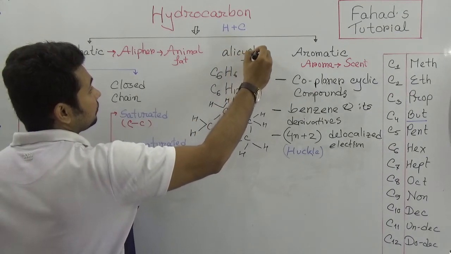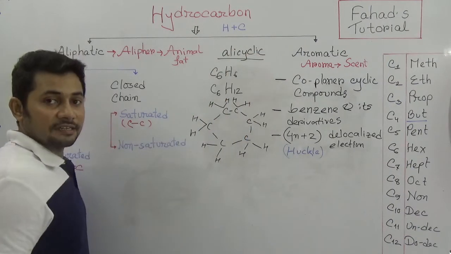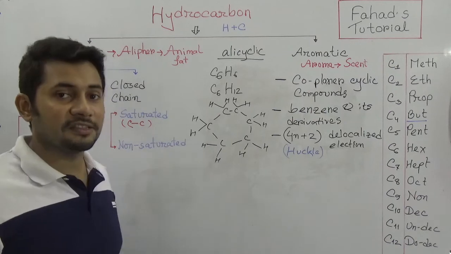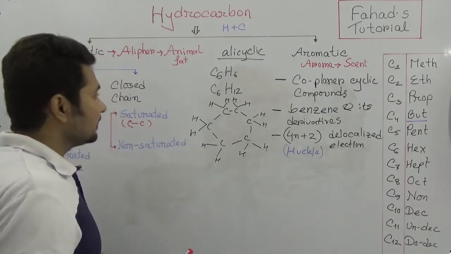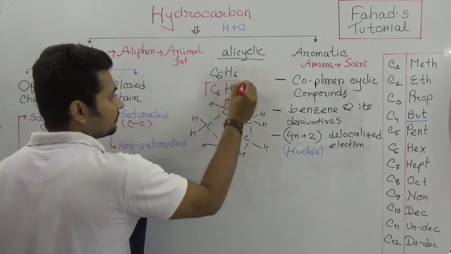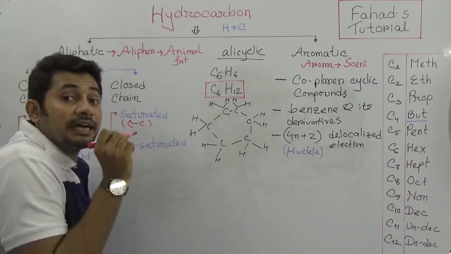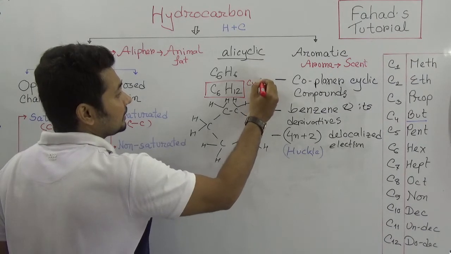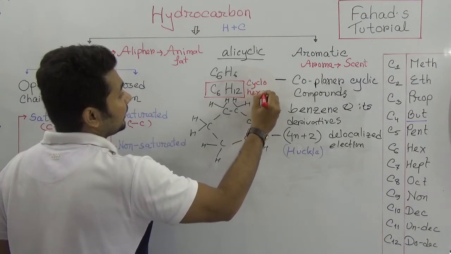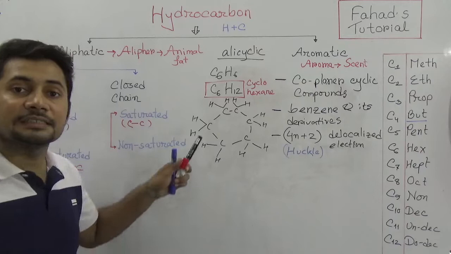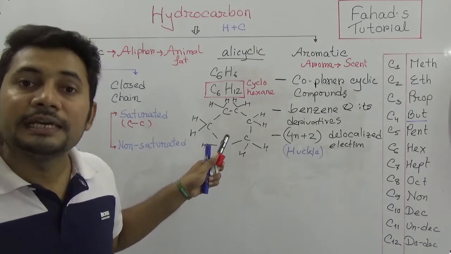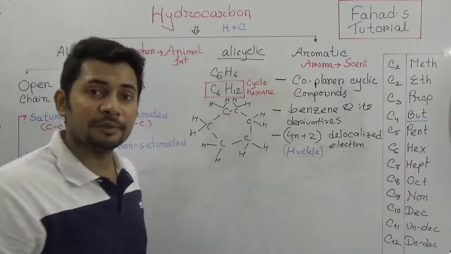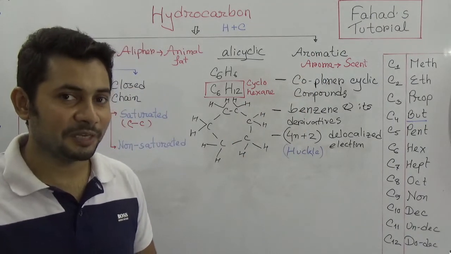Alicyclic compounds. Alicyclic, and this is called cyclohexane, not benzene. So whenever you see that C6H12, that is cyclohexane. So this is cyclohexane, and this is close chained aliphatic hydrocarbon. But when we'll study about aromatic, there is something special.